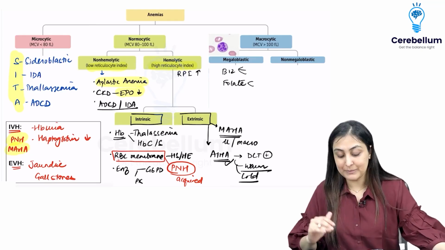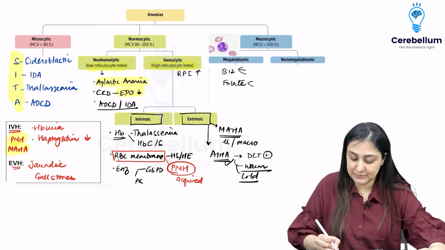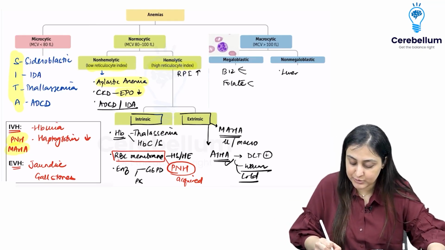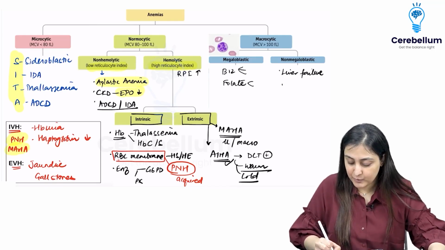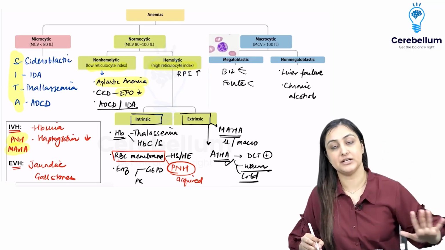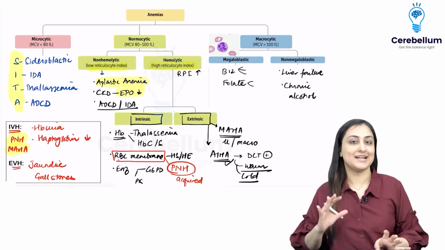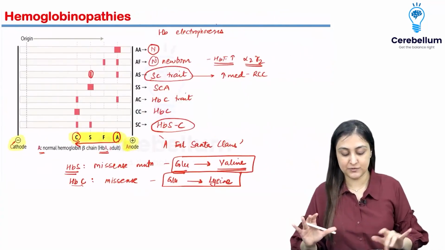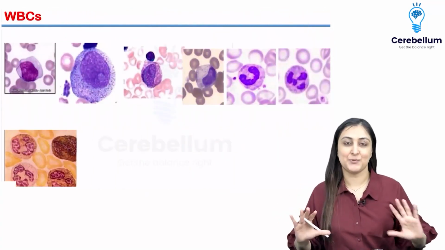If you have non-megaloblastic macrocytic anemia, the causes you want to rule out would include liver failure, and one very important cause is chronic alcoholic patients, right? They can also have non-megaloblastic macrocytic anemia. So this is all about the classification of anemias. With this we have completed RBCs pretty quickly.